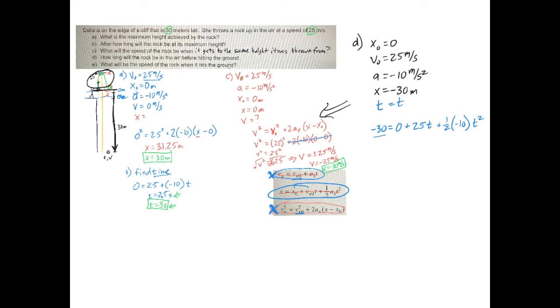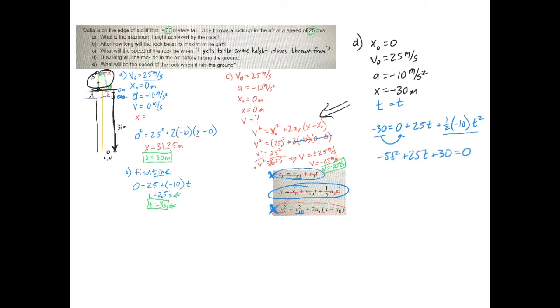This is a quadratic, which means I'm going to want it in standard form, ax squared plus bx plus c equals 0, and then factor it or do the quadratic formula. So I'm going to rearrange it as I go. So here's this guy, 1/2 of negative 10 will be negative 5t squared. I've got the plus 25t, and then I'm going to add the 30 to the other side so that it's equal to 0.